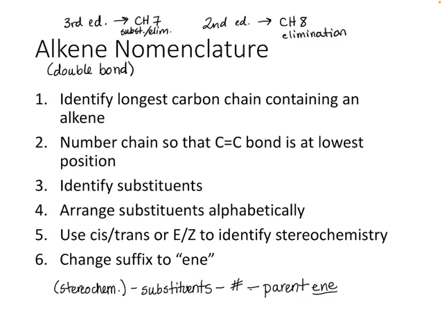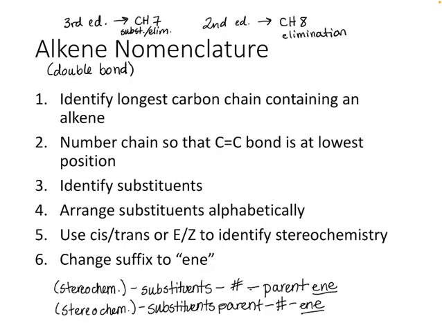Now, sometimes chemists will put the number in front of ENE, so sometimes it will look like the following. Parent, dash, number, dash, -ene. So sometimes they tuck the numbers in right before the ENE, which is a little strange to me, but just so you're aware, there are two different ways to name alkenes.